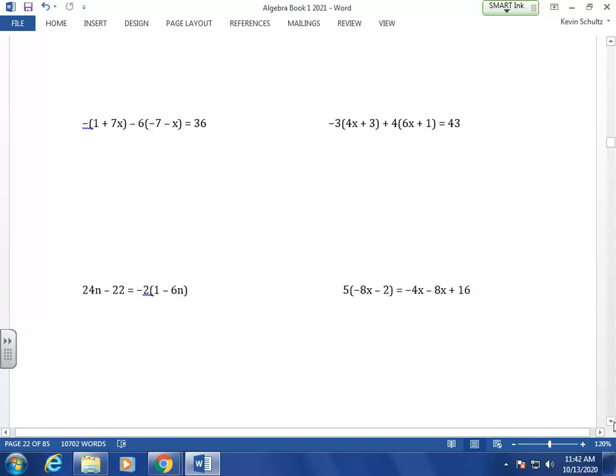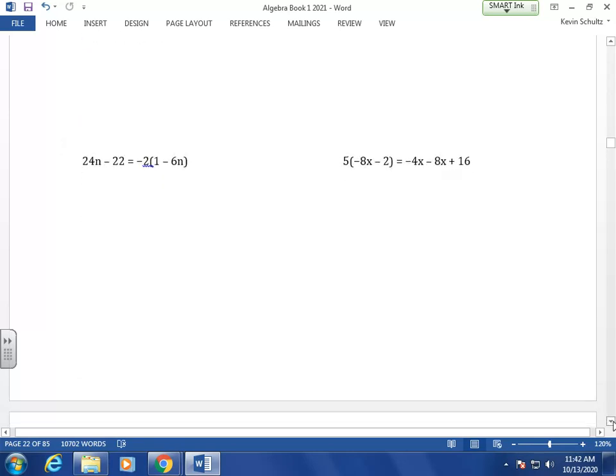5 times parentheses -8x minus 2 equals -4x minus 8x plus 16. This is like the trifecta. I'm looking at it. I see parentheses. I see variables on both sides. And I see I'm going to have to combine like terms. So if you can do this one, you will be able to solve pretty much any linear equation that you come in contact with. All right. So let's start. Distribute first.